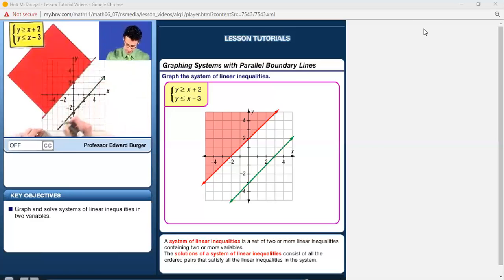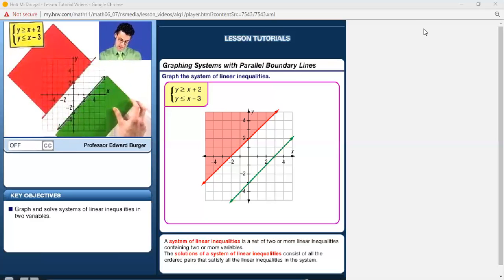Okay, so there's my line here. Notice, by the way, these are parallel lines. That's sort of interesting. And now how does the shading go? Since the y is actually going to be less than this line, I'm going to be shading down. And since these lines are actually parallel, I know they're never going to cross.